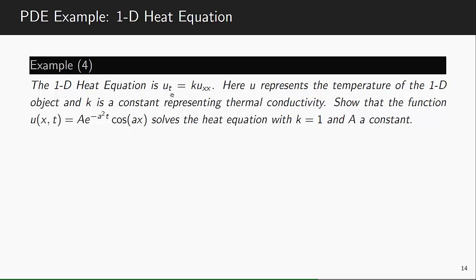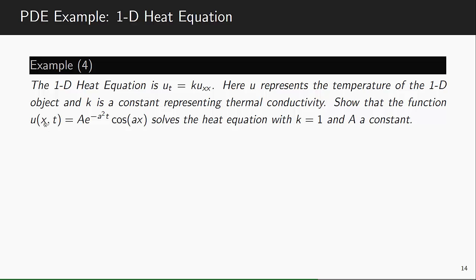So the first time derivative is equal to some constant times the second derivative in x in space. And k is some constant representing the thermal conductivity. So different media will have different values of k. And so my question isn't necessarily to solve this heat equation, but just to show that this function here actually solves the heat equation for k equal 1 and a any constant.